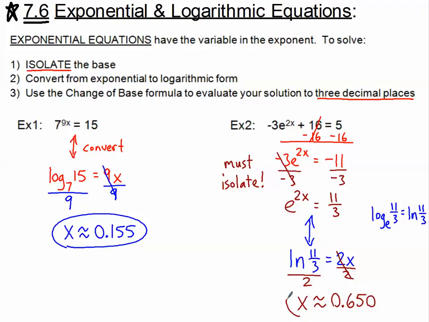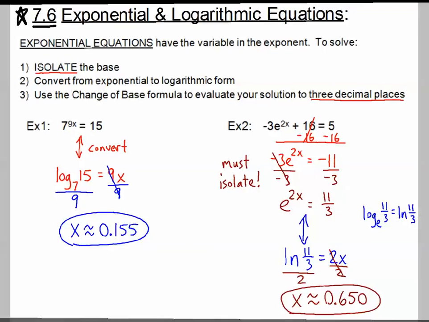0.650. And there's our final answer. So that's how we will solve exponential equations. We will isolate our base, then we will convert into logarithmic form, and then we will plug into our calculator and round to 3 decimal places.